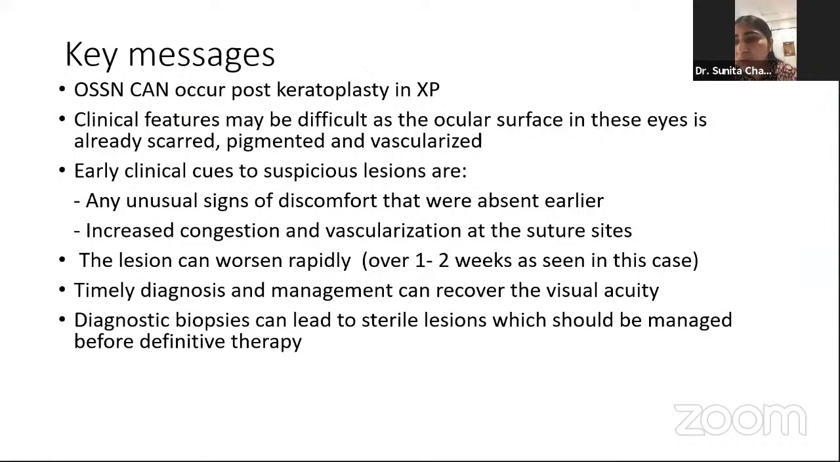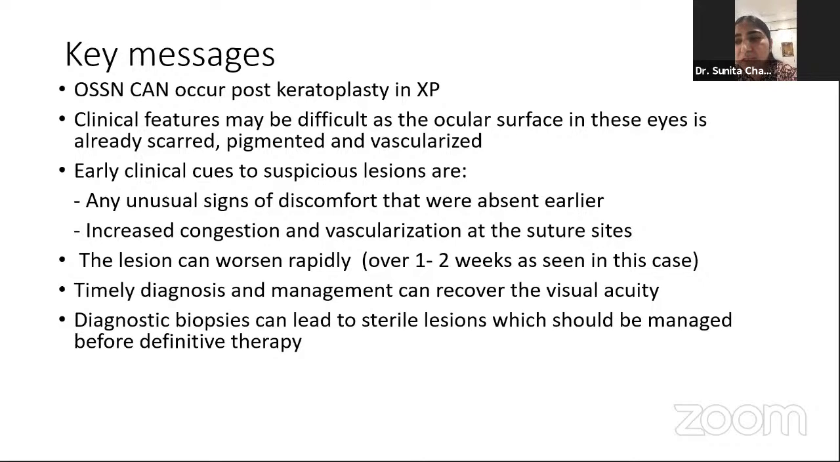Now, the key messages I would say for corneal surgeons is to remember that XP patients can have OSSN after keratoplasty, and it's important to recognize it early. Clinical features may sometimes be very difficult to elicit because many of these patients already are scarred, they have pigmentation, the surface is vascularized. It's really hard to know what is unusual in these eyes.